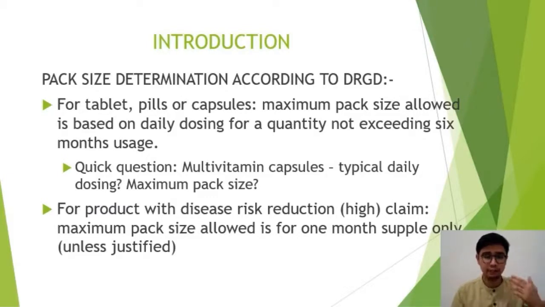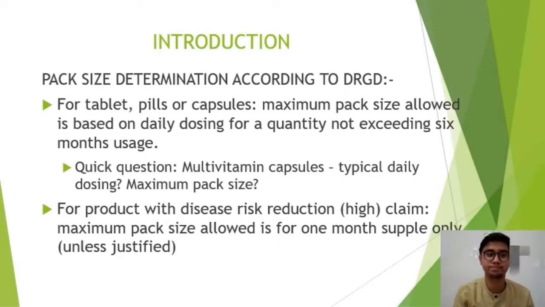It is different for a product with a disease risk reduction claim, which we call a high claim. The maximum pack size allowed for a high claim product is only 1 month of supply, unless the company can justify why they want a bigger pack size. One example of a disease risk reduction claim product is Nova Lipiros. The dose of Nova Lipiros is 2 tablets per day, so the maximum pack size allowed is only 60 tablets per pack.